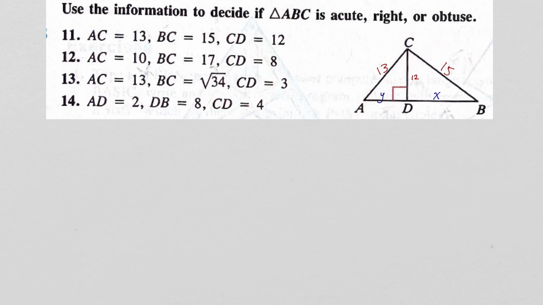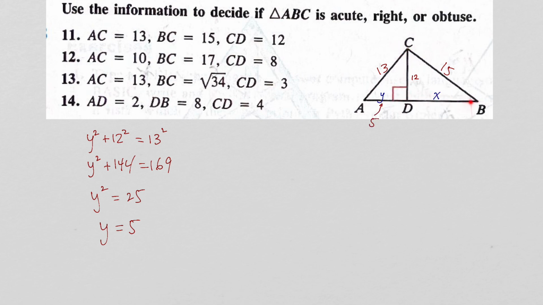So y squared plus 12 squared is equal to 13 squared. This is a 5, 12, 13 triangle. So without doing the math, I know that this is going to be a 5. But let's do the math anyway. So y squared plus 144 is 169. So y squared is 25. So y is equal to 5. So I know that this side here is 5.